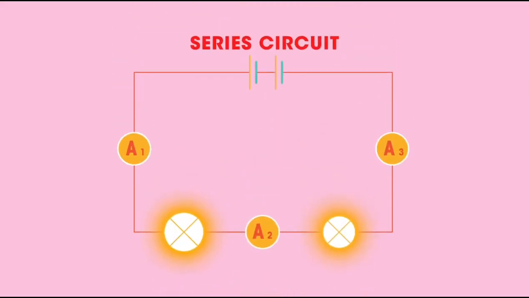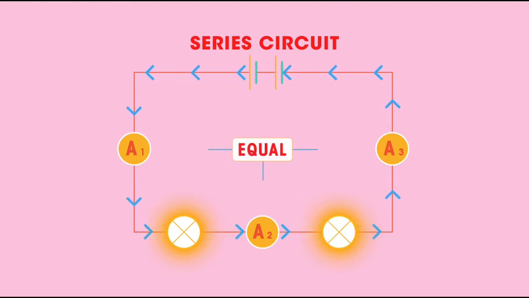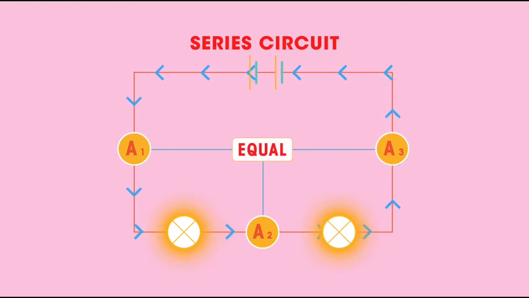In a series circuit, so all components are in a line one after the other, all the electrons travel through every component and wire as they travel through the circuit. All the electrons experience the same resistance, and so they all move at the same rate. This means that in the series circuit, the readings on all three ammeters will be the same. A1 equals A2, which equals A3.